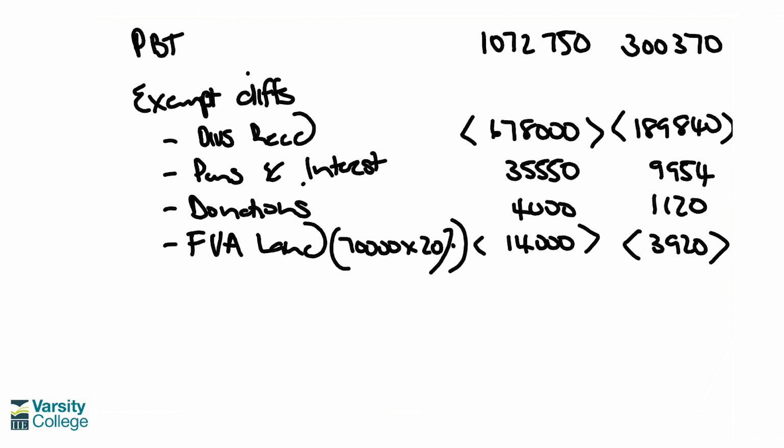Okay, so that's all our exempt differences. So we now calculate what I like to call my matching profit, 420,300, because that's what our total tax must balance to. And then 117,684 is 28% of the matching profit.